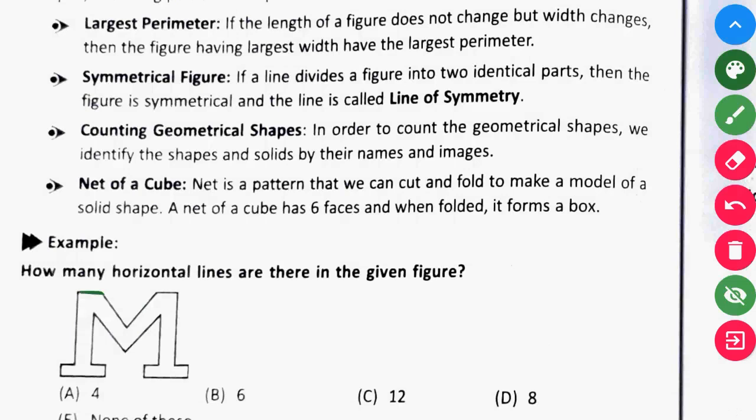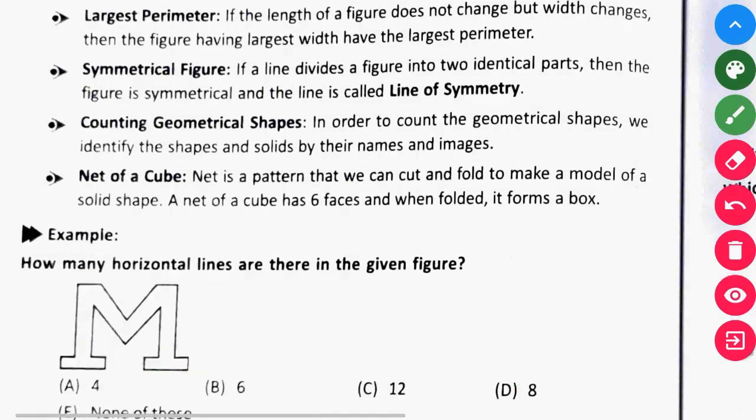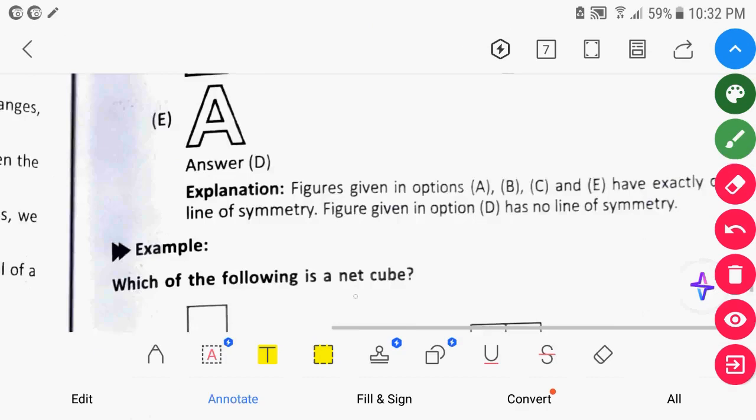Okay. So 1, 2, 3, 4, 5, 6, 7 and 8. So your answer is 8, because this small segment also we have to calculate. So the answer is 8, option D.